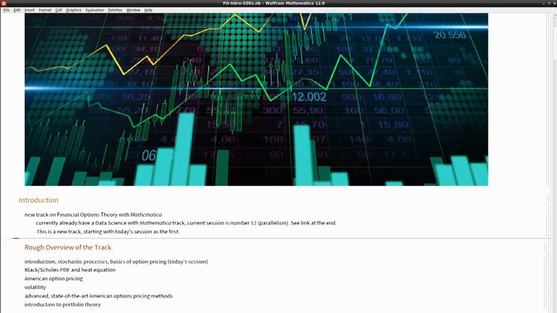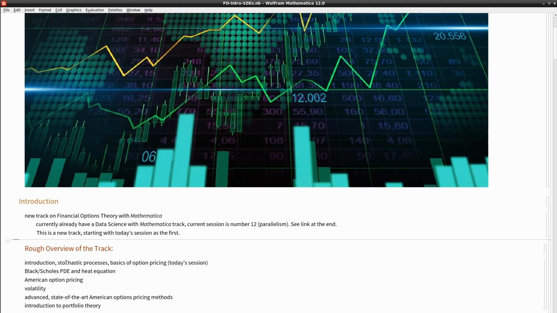Okay, I give a rough overview over the track. So today we're starting with an introduction and we are going quickly into stochastic processes and the basics of option pricing. That involves things like stochastic differential equations, the normal distribution, and a couple of other things that we are covering today. Next session will be about the eponymous Black-Scholes PDE, partial differential equation, and its relationship to the heat equation. Then we're looking at American option pricing, then we're looking at volatility.